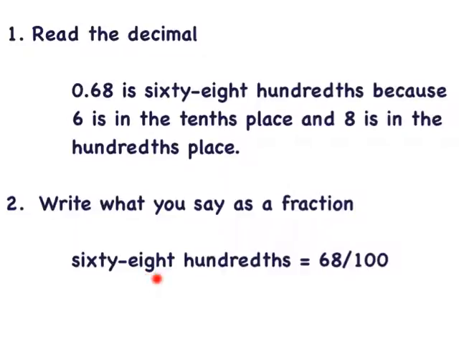So if I were reading 68 hundredths, I would write the number 68, and then my fraction bar, and then hundredths tells me that my denominator is 100. So I have 68 hundredths. So let's convert these decimals to fractions. And remember, we are going to simply write what we read.